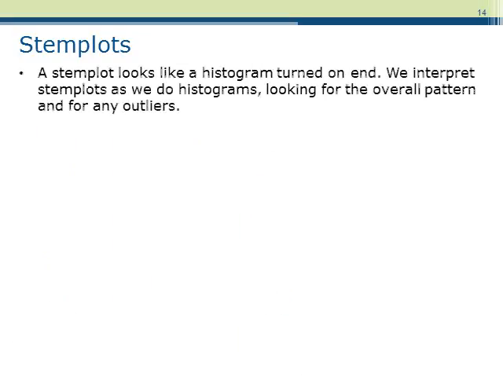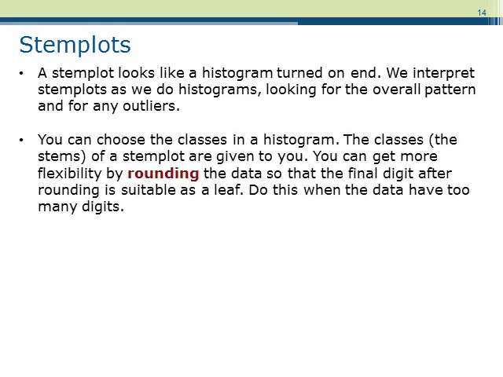Let's close the lecture by making a few comments about stem plots. First, a stem plot looks like a histogram turned on end, and we interpret stem plots just like we do histograms, by looking for the overall pattern and for outliers. You can choose the classes in a histogram. The classes of a stem plot are given to you, however. You can get more flexibility though by rounding the data so that the final digit after rounding is suitable as a leaf. Do this when the data has too many digits.